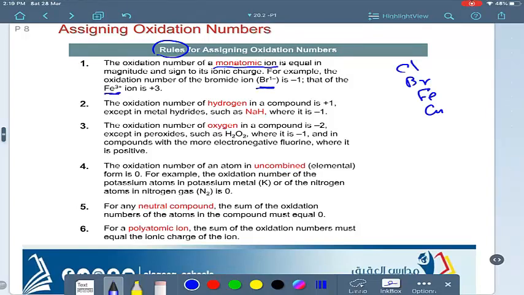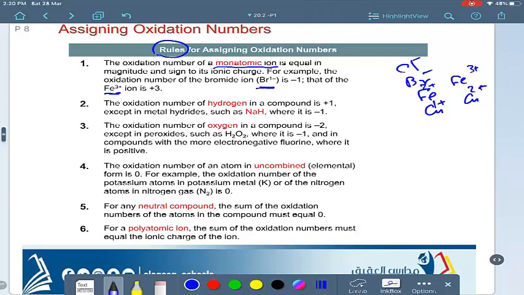So the charge is positive 3, or some ions of iron positive 2, and so on. Copper maybe positive 1, maybe positive 2 sometimes. Here positive 2 or positive 3. Bromine is negative 1 all the time. Chlorine negative 1 all the time, and so on. All of them are called the monatomic ions. So the ion which is monatomic has the charge the same as oxidation number.